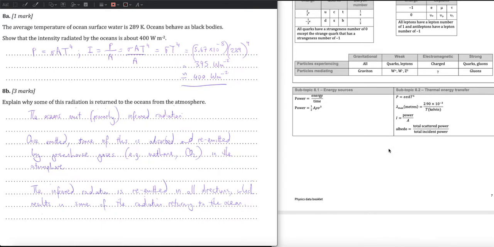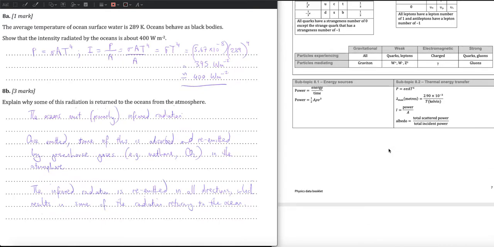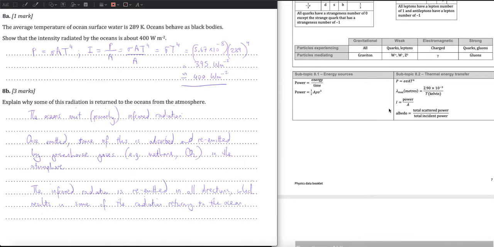With question 8, we're looking here at the ocean, which has been treated as a black body, and so it has emissivity 1. And we're being asked to calculate the intensity radiated by the oceans. Okay, in this case, we're going to use stuff from energy resources. We know that intensity is power over area, and we've got our Stefan-Boltzmann law, which we're going to combine together.